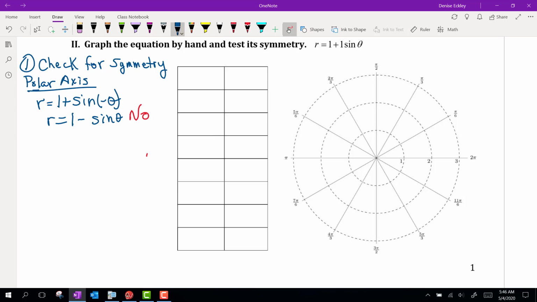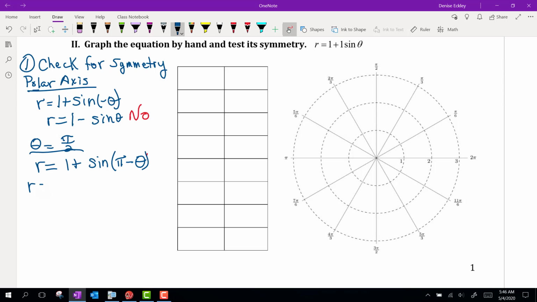The next one we're going to try is theta equals pi over 2 symmetry. And when we do that, we're going to do r equals 1 plus sine of theta minus, pi minus theta.